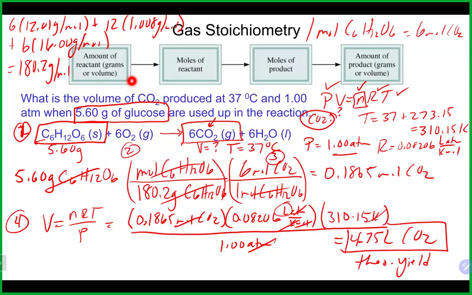Remember that a yield has to be a product, right? You can't have a yield that's a reactant. So in this case, since CO2 is a product, that would technically be the theoretical yield. So again, basically the same 4 steps.